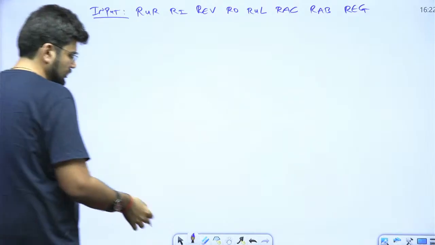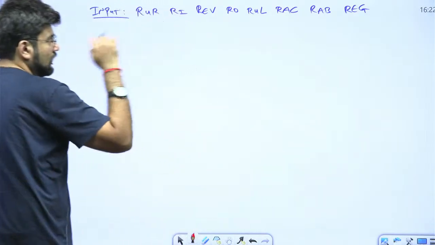Then it will become easy, because it will be easier for you to rewrite it. Otherwise, you'll keep on writing the whole words.